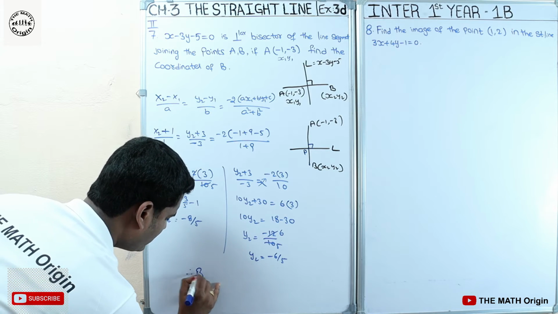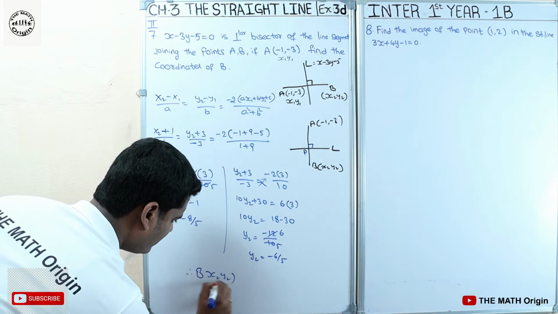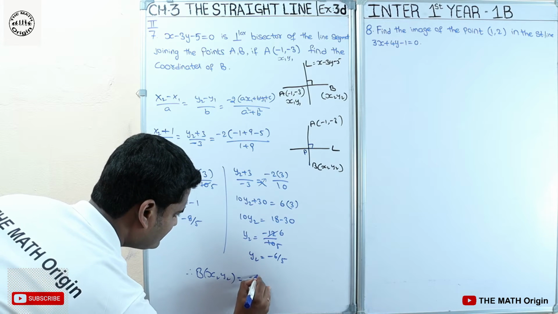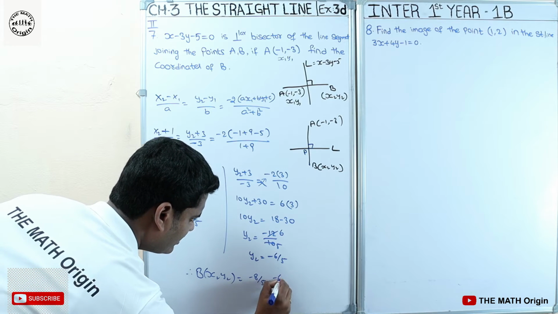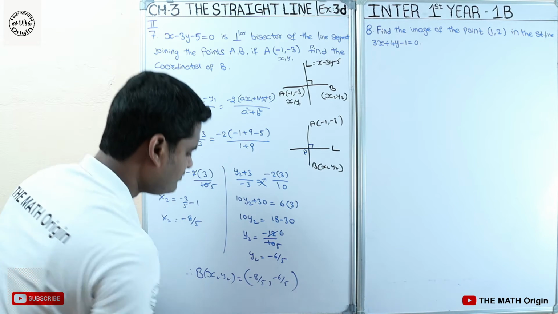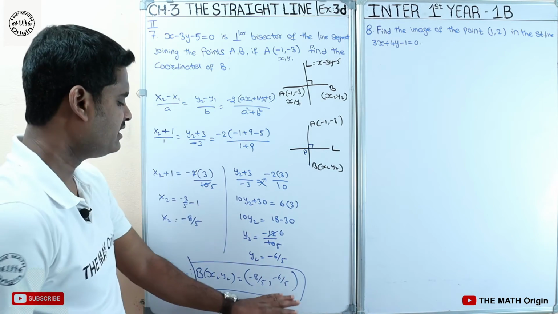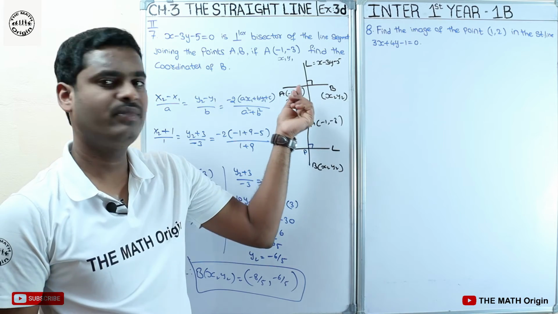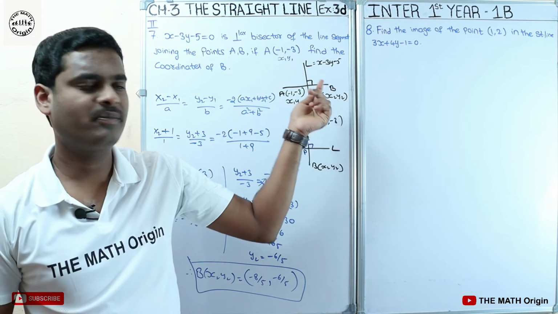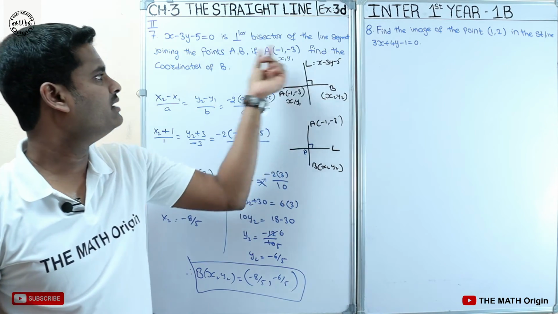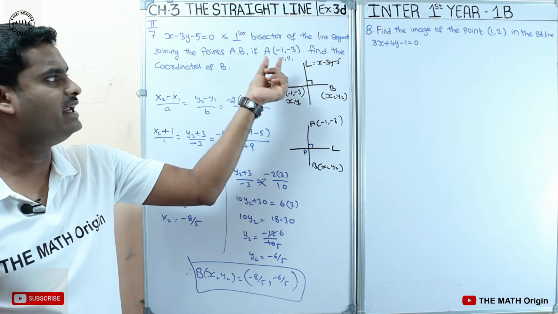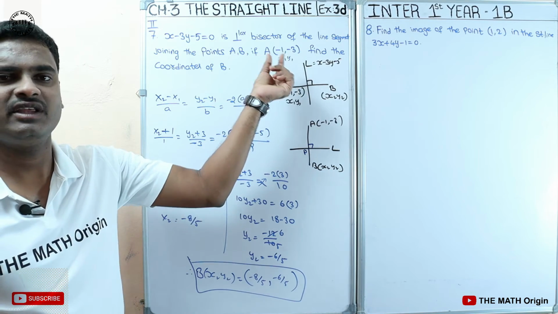Therefore the B coordinates are x2 comma y2, which is minus 8 by 5 comma minus 6 by 5. Therefore this is the B coordinates. And one thing I want to say, please don't confuse the foot of the perpendicular point and the segments of a line, a line segment with AB.